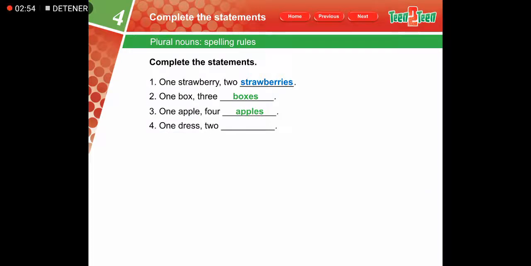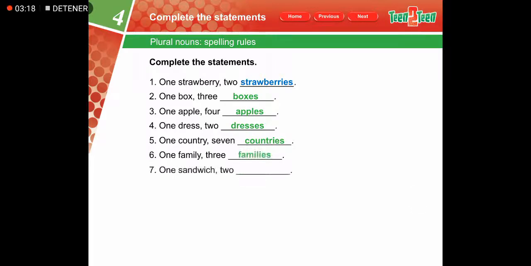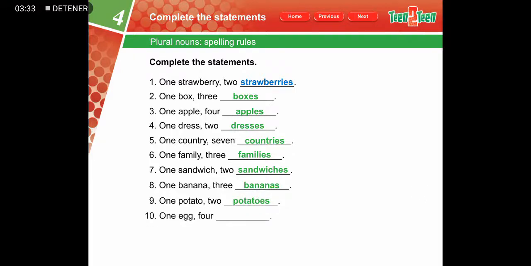1 dress, 2 dresses. Very good. 1 country, 7 countries. Ahí le vamos a quitar la y y ponerle ies. 1 family, 3 families. 1 sandwich, 2 sandwiches. 1 banana, 3 bananas. 1 potato, 2 potatoes. 1 egg, 4 eggs.